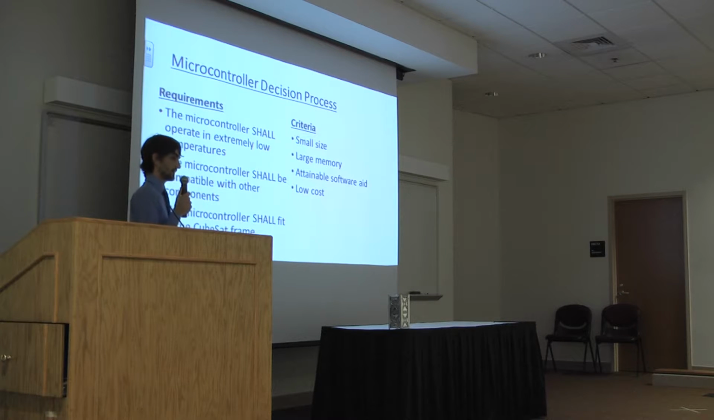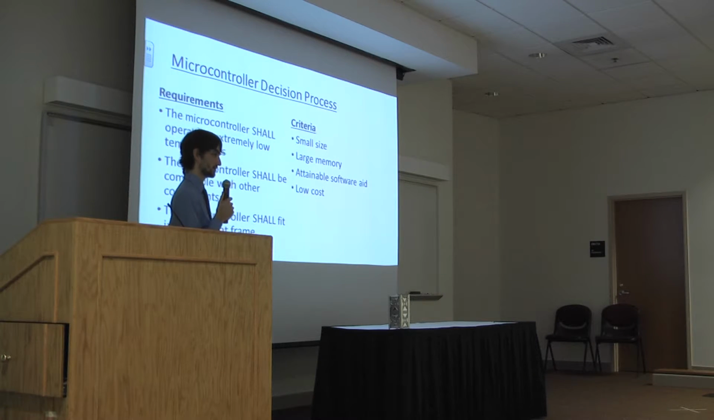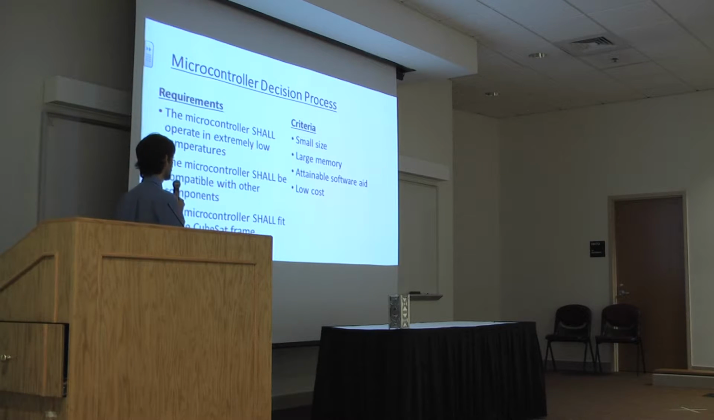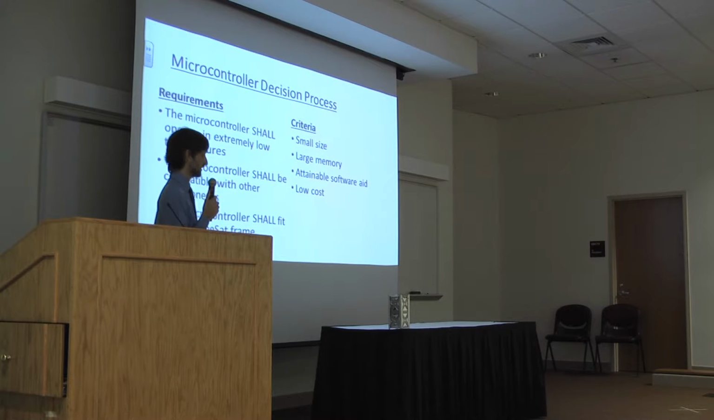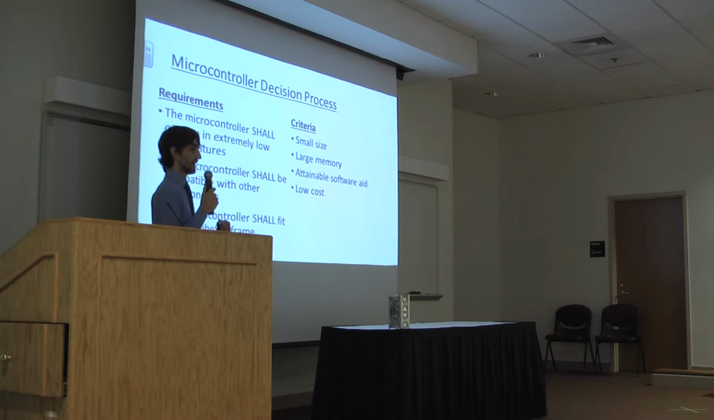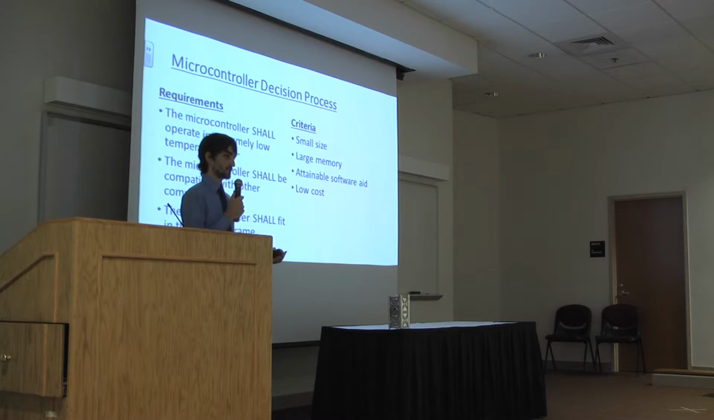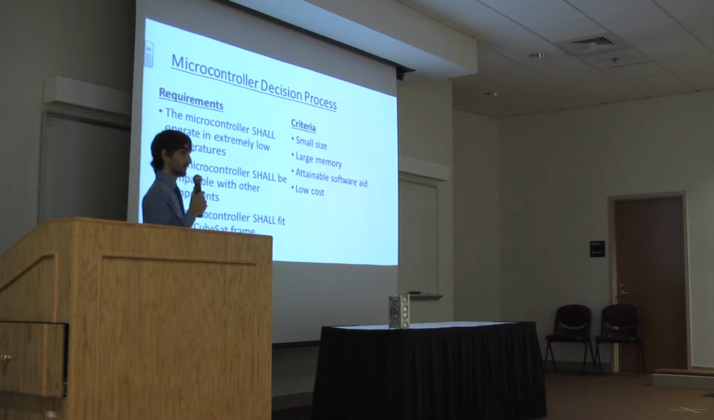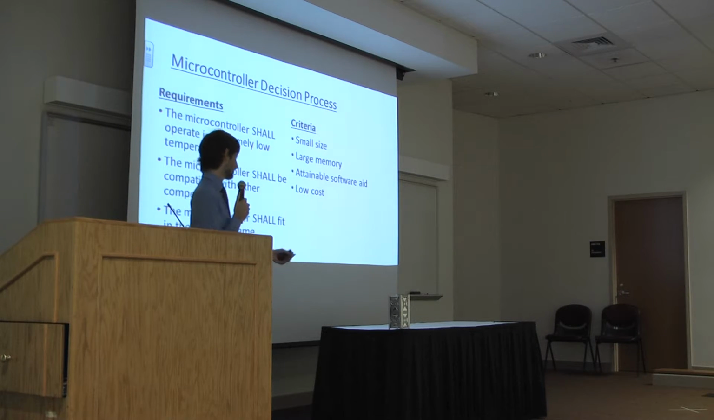So now that I've given the first conceptual design, I'm going to talk about how I actually conducted research to decide on a different microcontroller. I came up with a list of requirements and criteria to decide on which microcontroller I wanted to use. The requirements were basically, it has to be able to operate in low temperatures, because if it doesn't, it's going to be useless. It's got to be compatible with the other components that I'm going to be using. And it has to fit inside the CubeSat frame, which I have here.